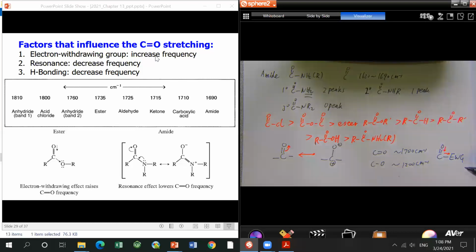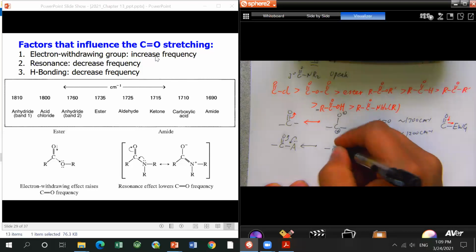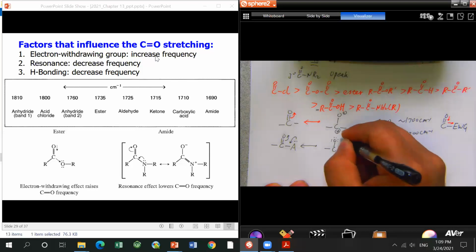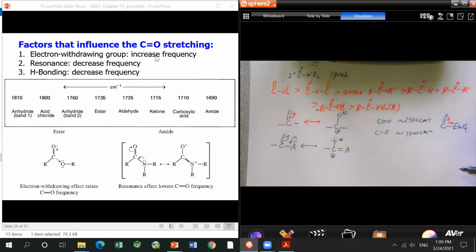And another is resonance, because you can shift the electrons. What happens for resonance? You have some heteroatom, for example we just label it as A, with lone pair electrons, and let's shift the electrons this way. Then you get more C-O single bond character here, and that lowers the frequency.